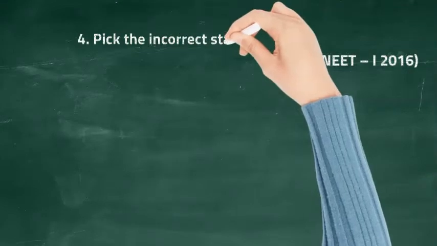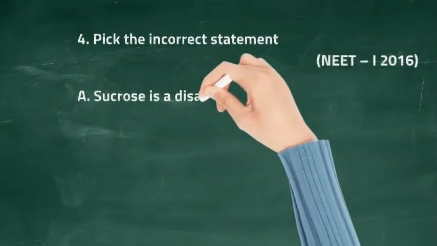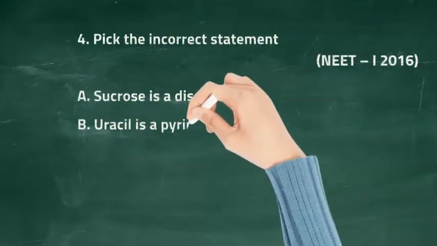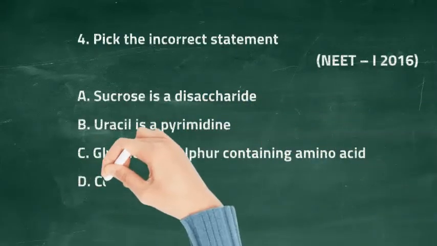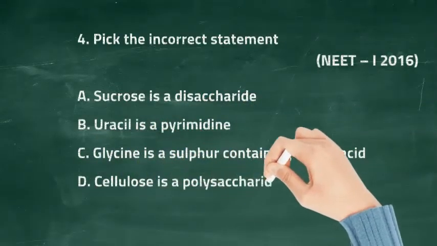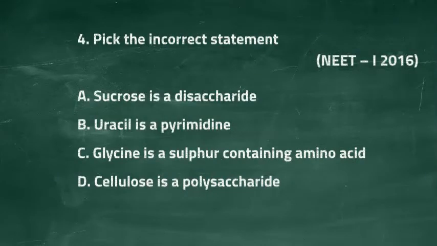Question 4, pick the incorrect statement. Option A, sucrose is a disaccharide. Option B, uracil is a pyrimidine. Option C is glycine is a sulfur-containing amino acid. And option D, cellulose is a polysaccharide. The right answer is option C, glycine is a sulfur-containing amino acid.